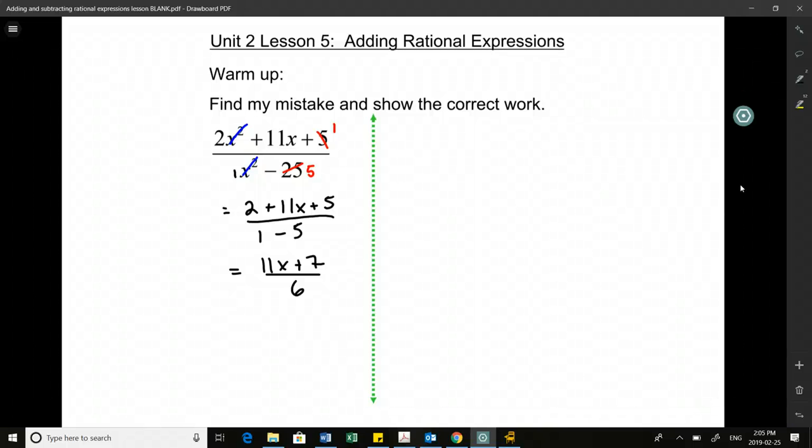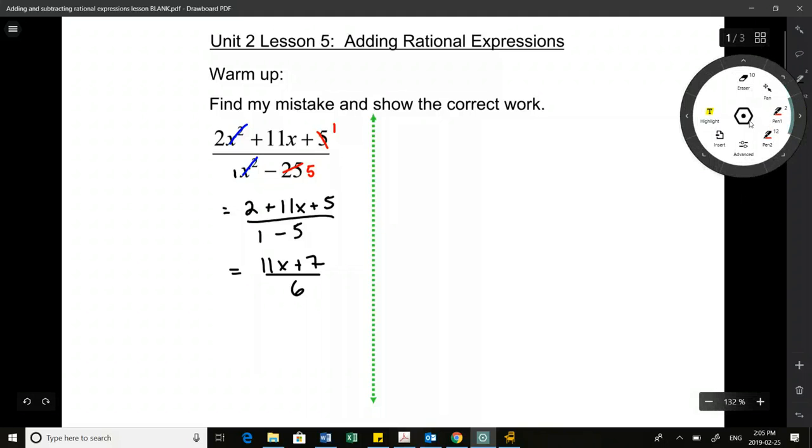You have a factor where a can't be divided out, so you have to factor what adds to 2 and 5 to 10, but also equals the b value, 11. So that's your first step.